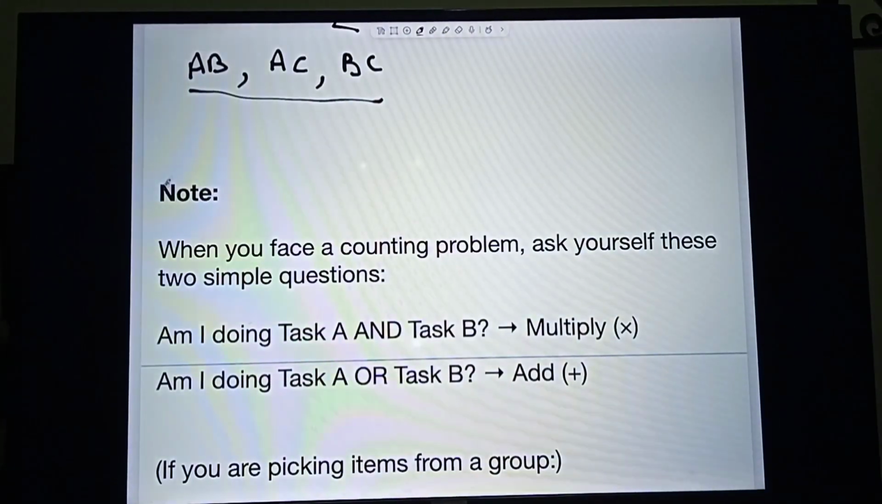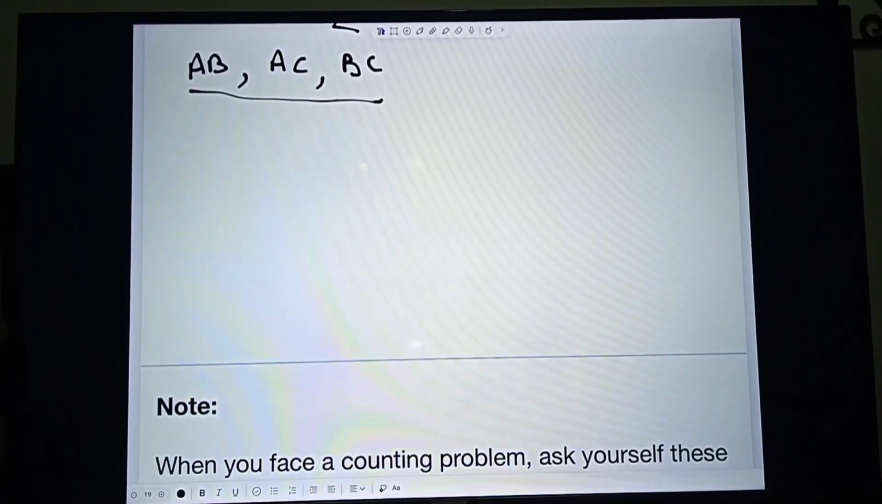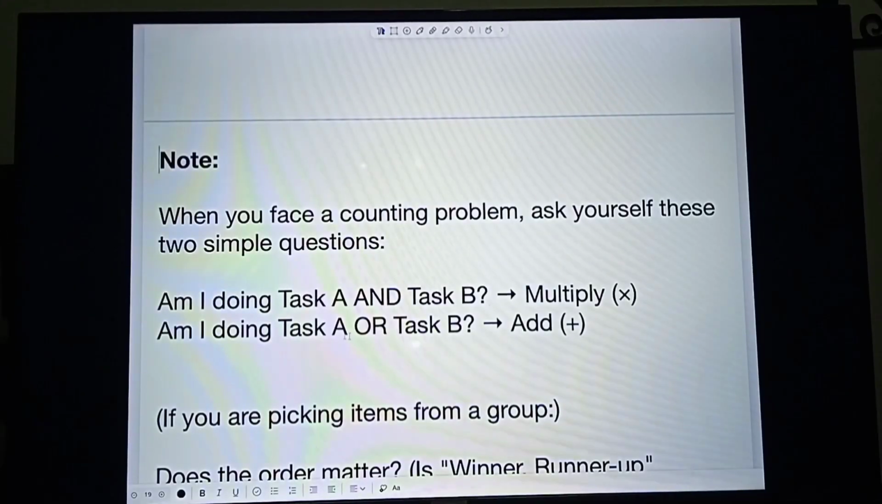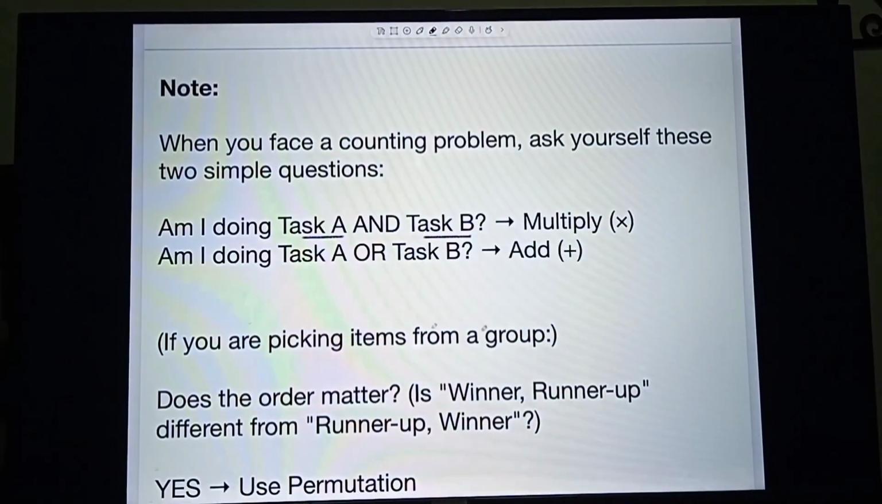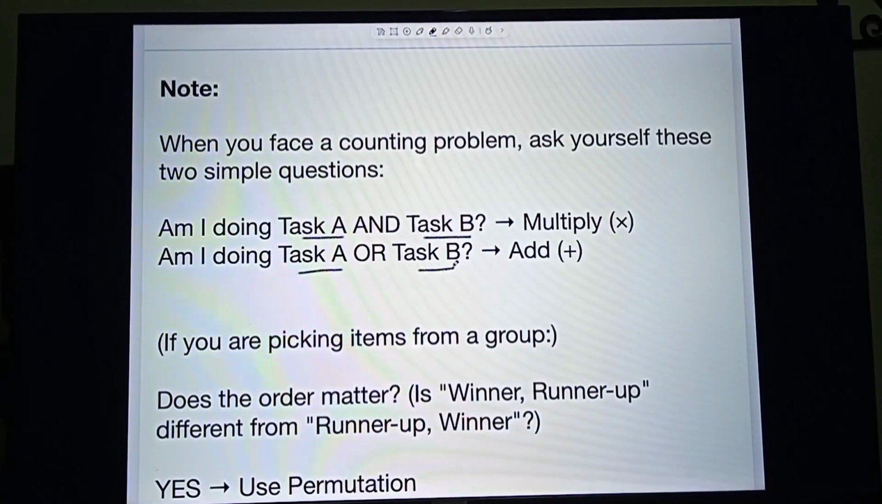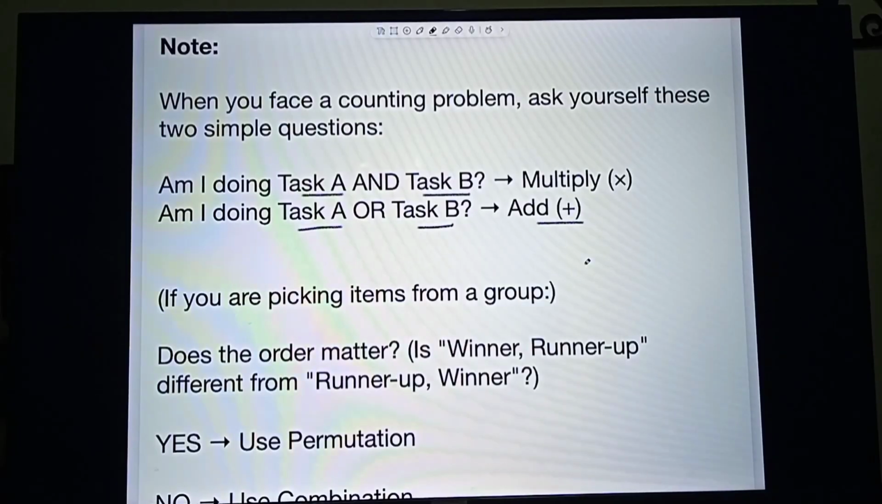Now, when to use which? So here is a note. Suppose I'm doing task A and task B. When this is the situation, then use multiplication. Am I doing task A or task B? When you have to do either of them, you use the rule of addition.